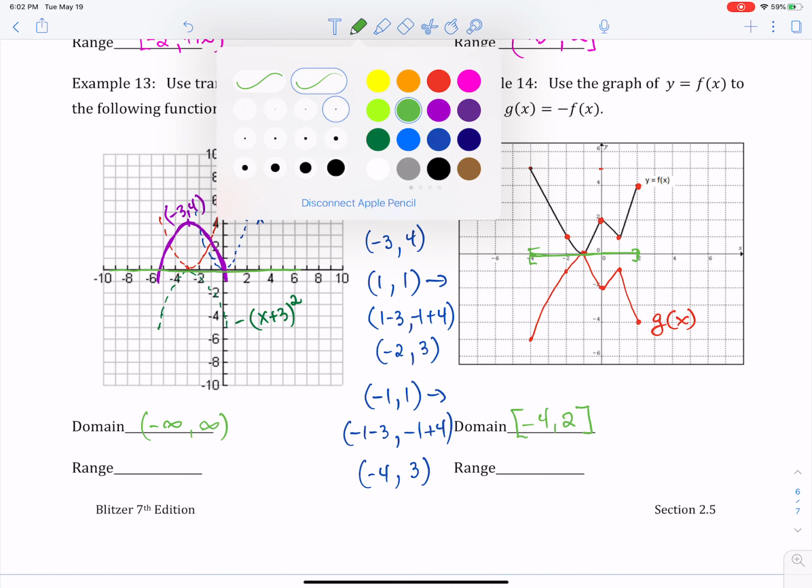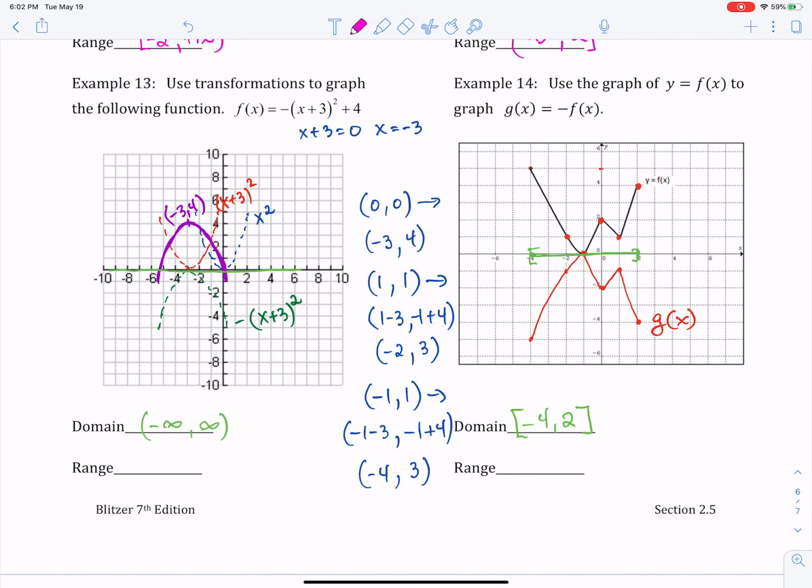Let's answer what's the range. Well, the range for that purple parabola is going to end at 4 and has all the values down to -infinity. So again, start from the smaller value to the bigger. That's going to be -infinity up to 4, and 4 itself is included.